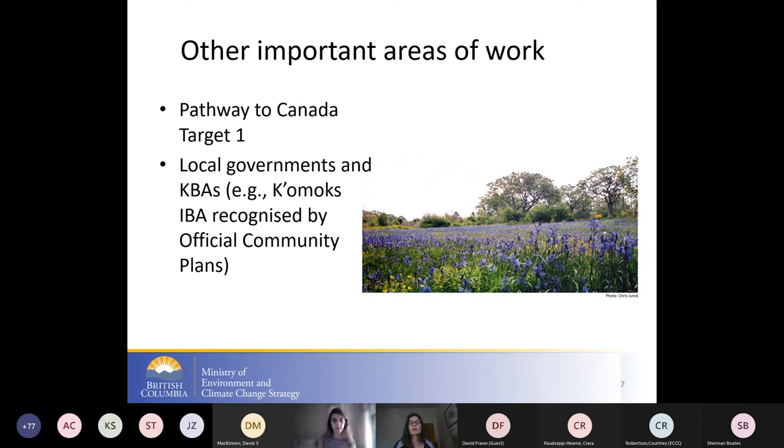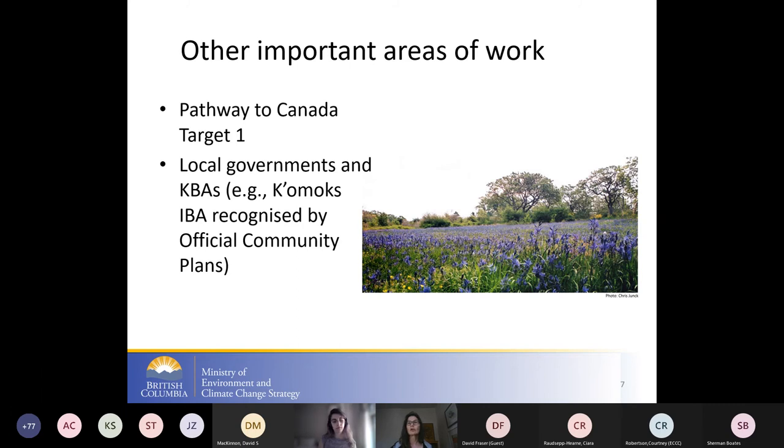Another area where the KBAs can play a role is in local governments, and they have the ability to recognize important areas for biodiversity in things like official community plans and other planning tools. So, for example, important bird areas, which we've just heard are in the process of being crosswalked to KBAs, have been used for quite a long time by local governments to inform their planning processes. A specific example of this is that the Comox IBA on Central Vancouver Island is recognized by official community plans of the communities that it spans in the area.